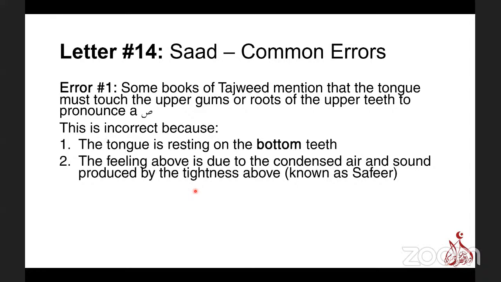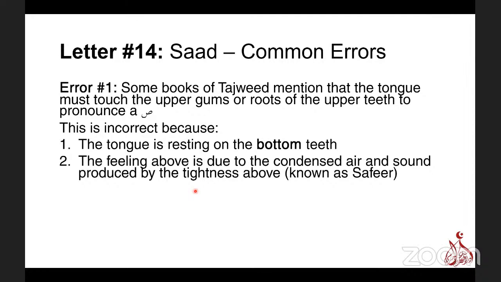The feeling you're getting on your upper gums or your upper teeth is due to the condensed air and sound. That Safir that I talked about, because of that air being condensed there, creates that tightness, that vibration on top, around your top gums and top teeth. That's why you feel like you're always touching the top of your mouth when pronouncing Saad, whereas in reality, the tongue is on the bottom teeth, and the air and pressure are felt on the top area. This is also why some books of Tajweed misunderstood the pressure to be actual touch.